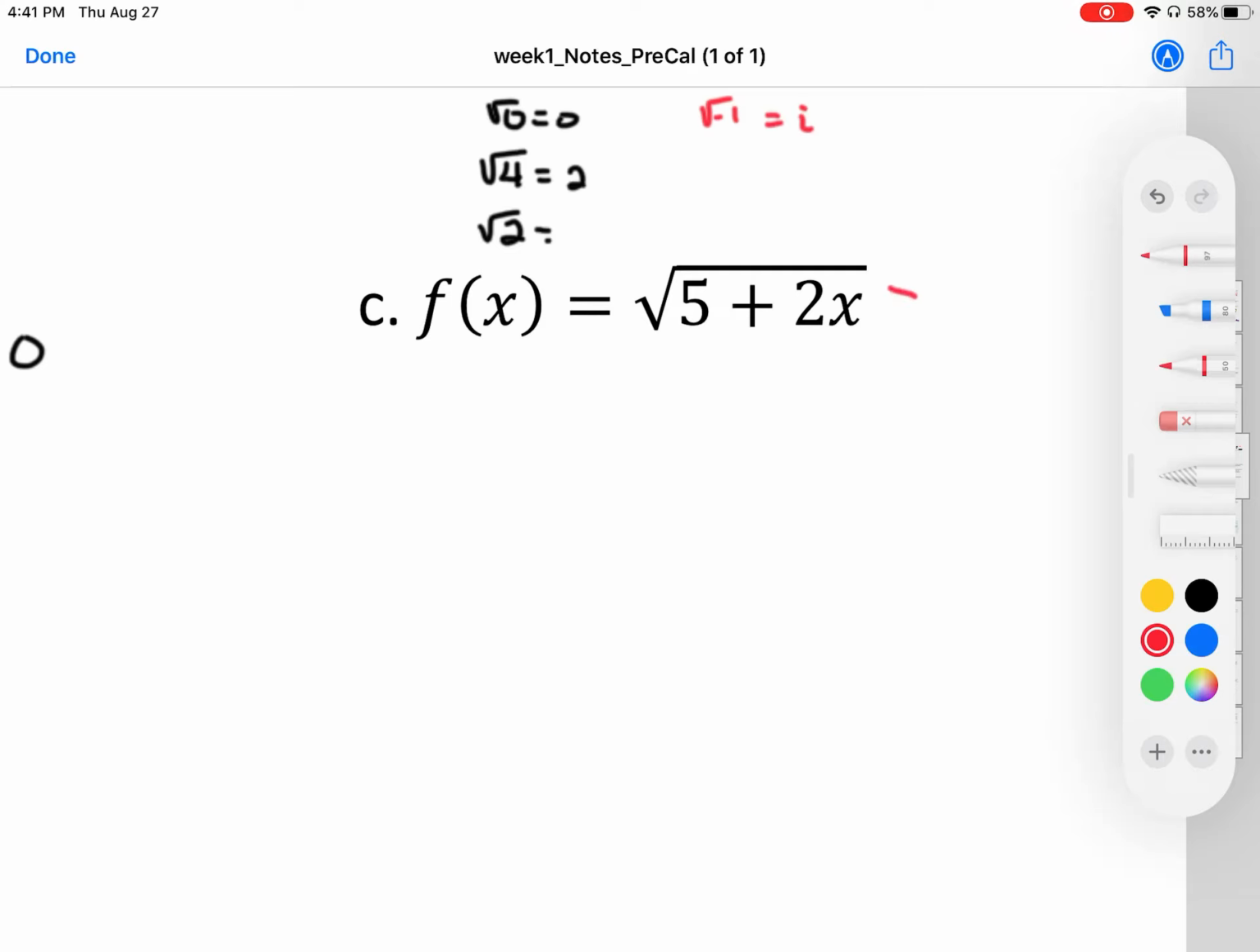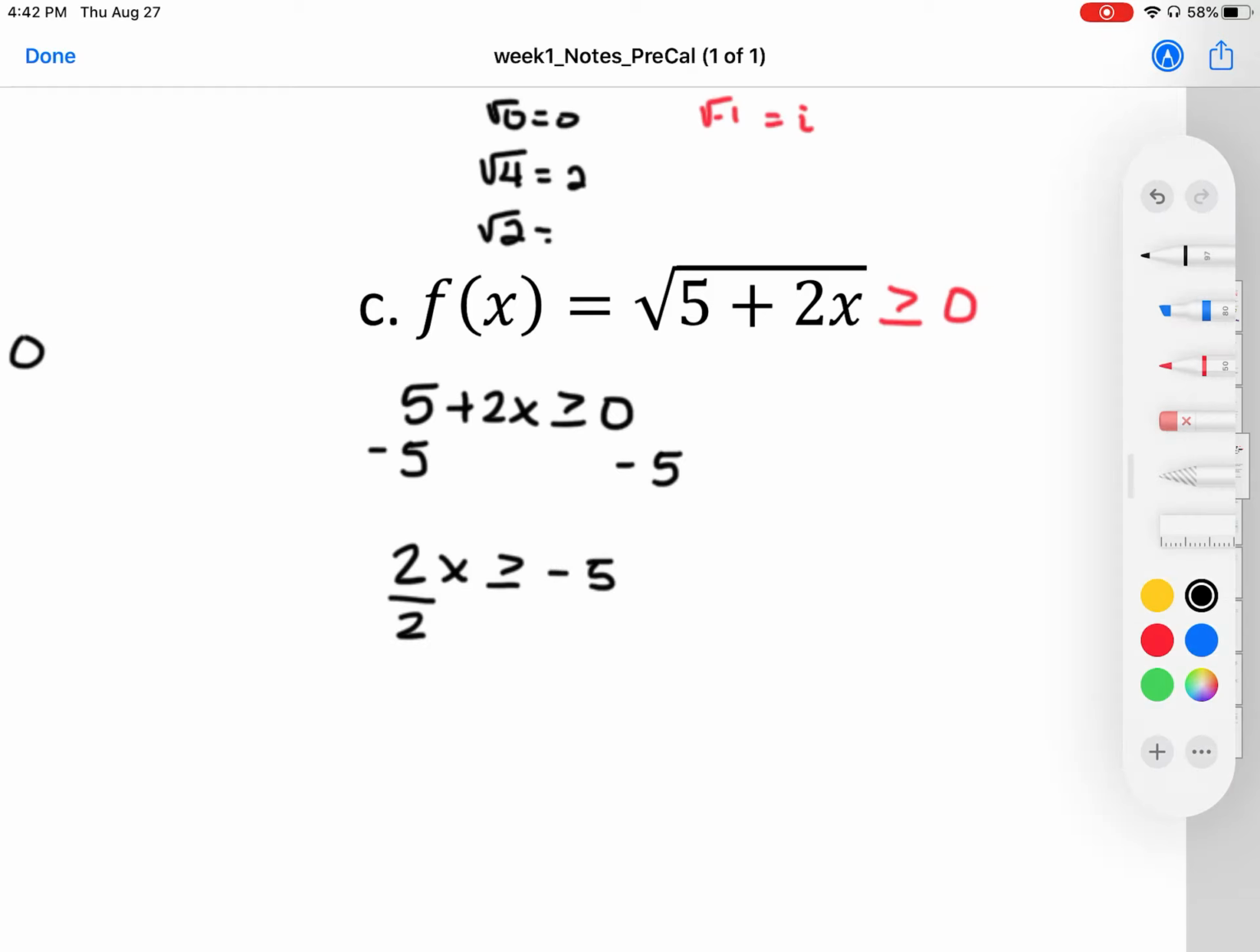So we want to find numbers that would give us something greater than or equal to 0, since 0 is allowed. So we take our radicand, 5 plus 2x, and we want to find out when it's greater than or equal to 0. So you subtract 5, and we're left with 2x must be greater than or equal to negative 5. Divide by 2. x is greater than or equal to negative 5 over 2. And that's our answer. That's our domain.